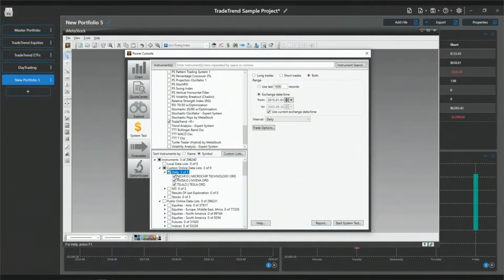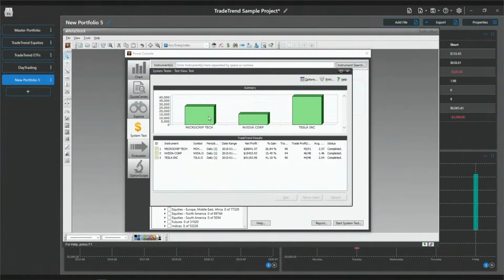When you select your custom list and click Start System Test, you also have to choose the time frame, like the chart time frame, on which you would like to apply this backtest, in this case daily. You click Start System Test, and now Metastock will perform this test in the background. As soon as the results are in, you can click on View Results, and you can see the performance metrics for every individual backtest. You can see here that Tesla, for example, has performed the best, Microchip second, and NVIDIA third.